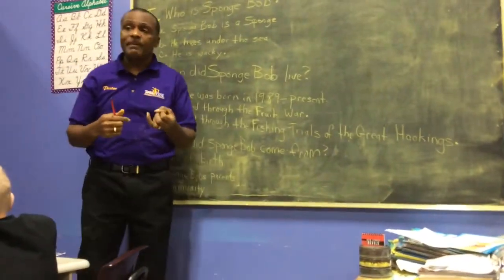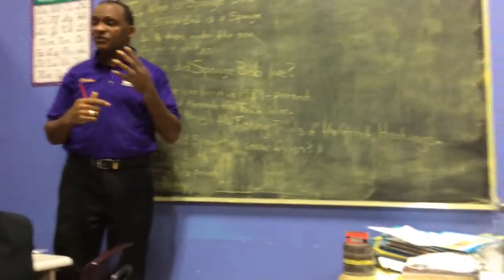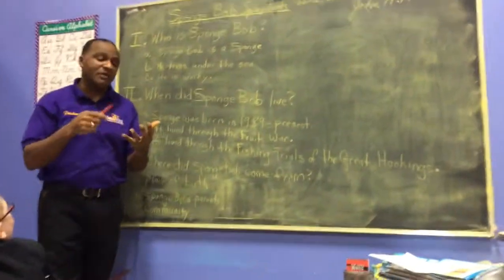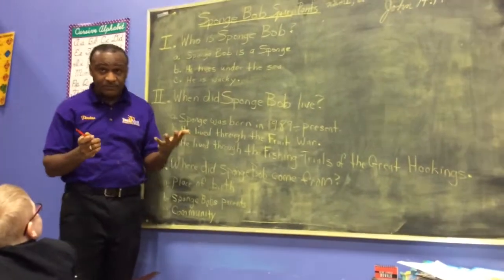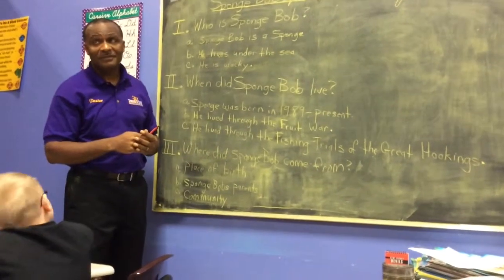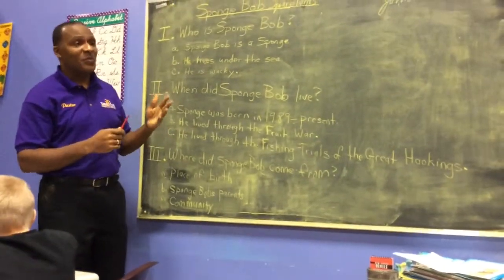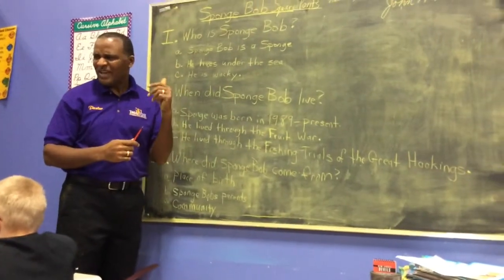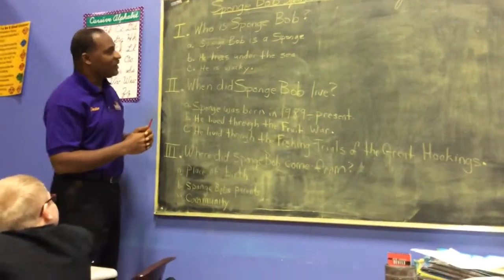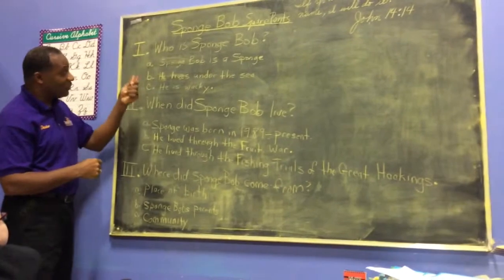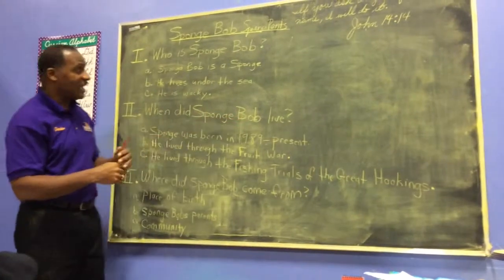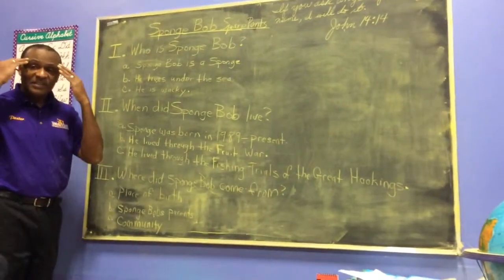And remember, we try to use the 5 W's to answer our questions when we're writing something. What are those 5 W's, class? Who, what, when, where, why. Okay, so anyway, we got who and when in this one. So we said number 2 was when did SpongeBob live? We just came up with that by brainstorming.